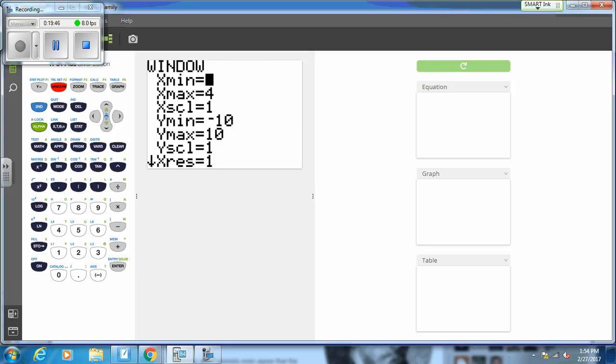Actually, let me make sure my window size is good. Yeah, my window size was going to be a problem. See how my window size only goes up to 4? If I try to integrate from 0 to 7, it was going to fuss at me.